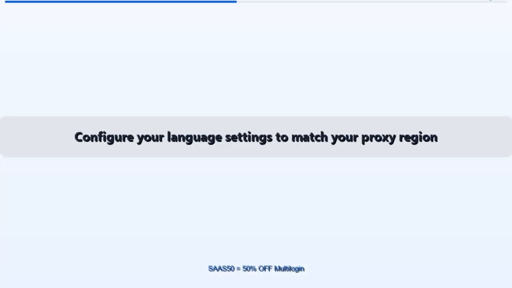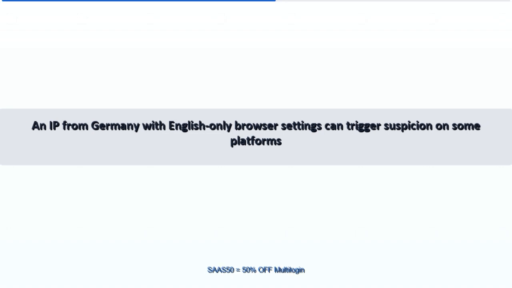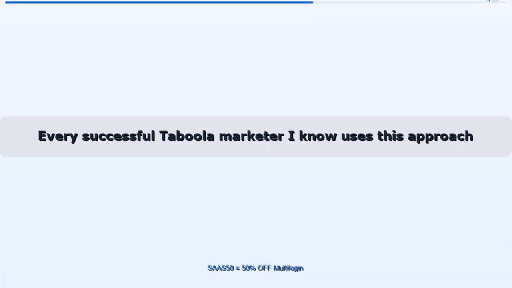Create a naming system for your profiles. When managing dozens of accounts, organization is the key to avoiding mistakes and cross-contamination.